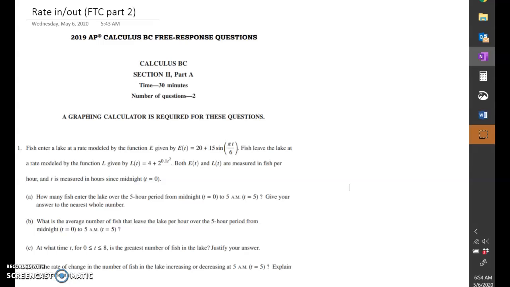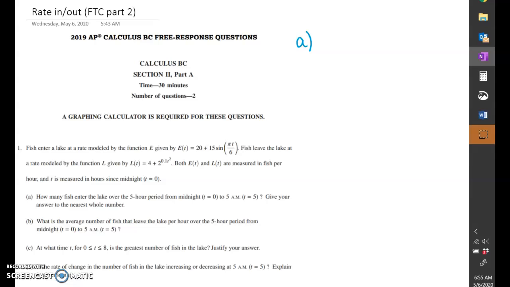So you can yourself, if you want to, go through old free response questions. You're going to find tons of these rate in, rate out kinds of questions. In this one, fish are entering a lake and also leaving a lake. Fish per hour were given, so those are rates. And the first question asks you how many fish enter the lake over the 5-hour period.